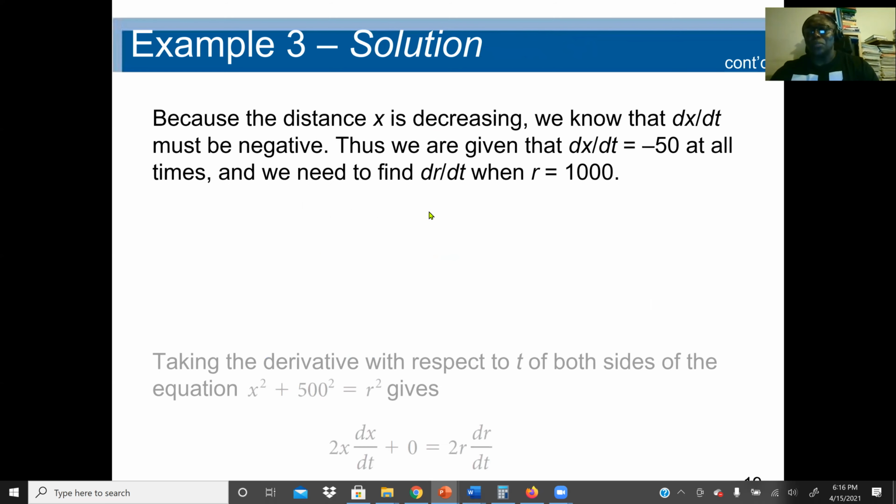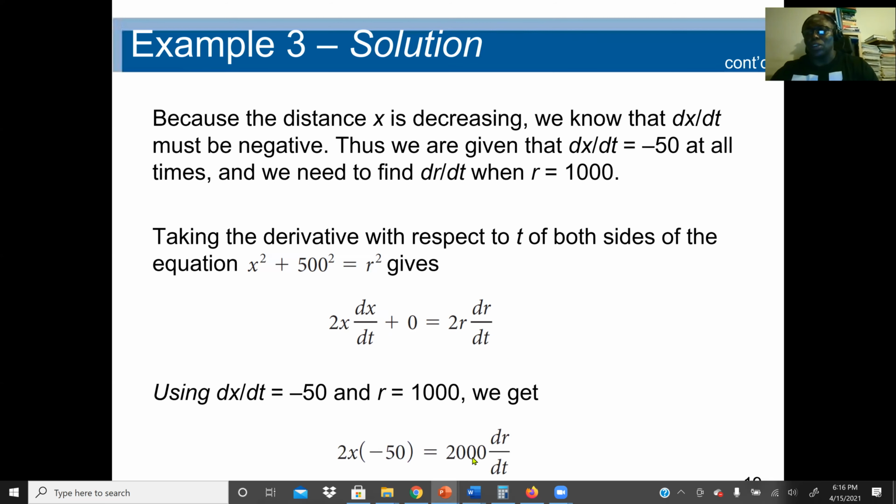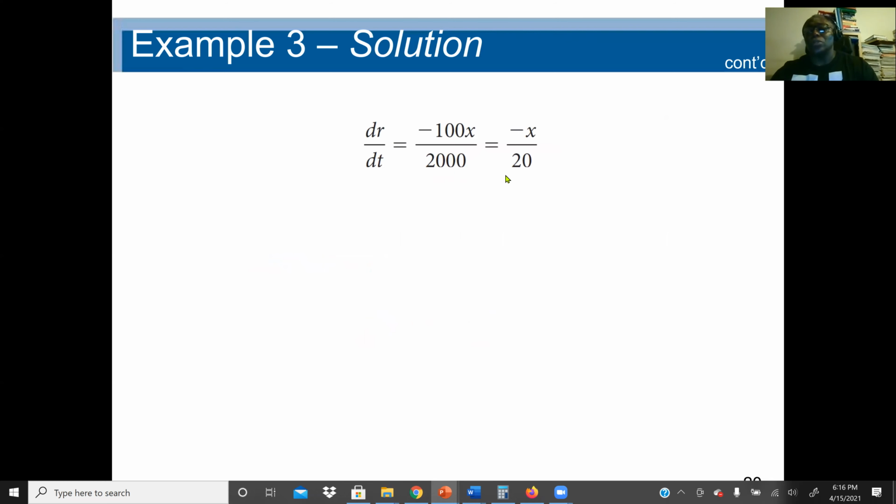So let's differentiate the Pythagorean theorem, S² + 500² = R². We have 2S dS/dt plus, this is a constant value so its derivative is 0, equals 2R dR/dt. Constant values, derivative is 0. Remember, we already know dS/dt is -50, so we can plug it in. Also, we know R is 1,000, so we can find dR/dt. We plug in the values, so dR/dt will give us -S/20.